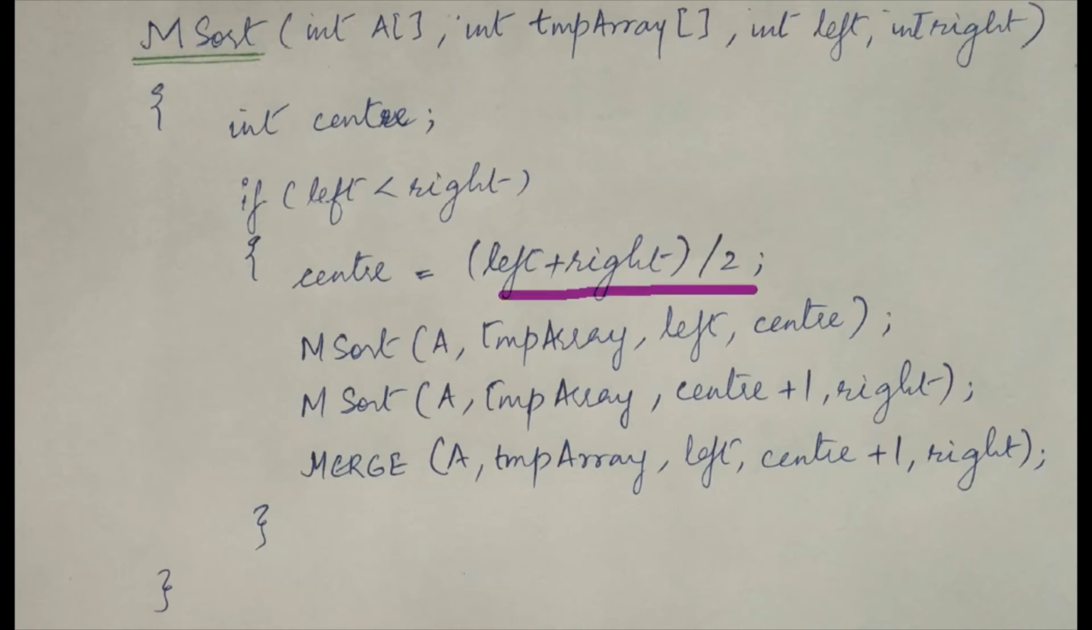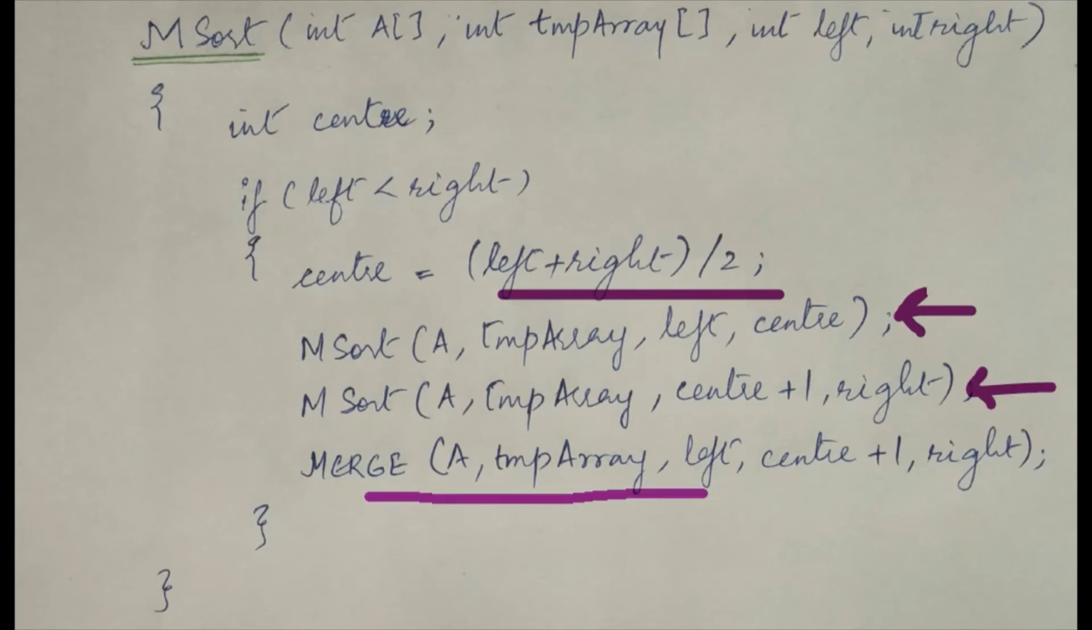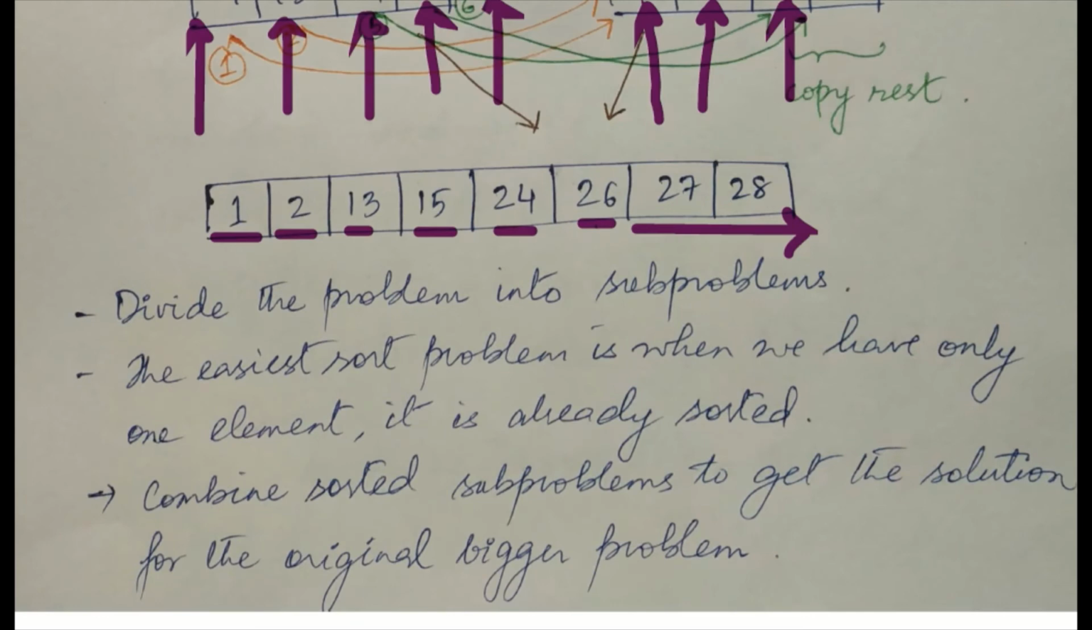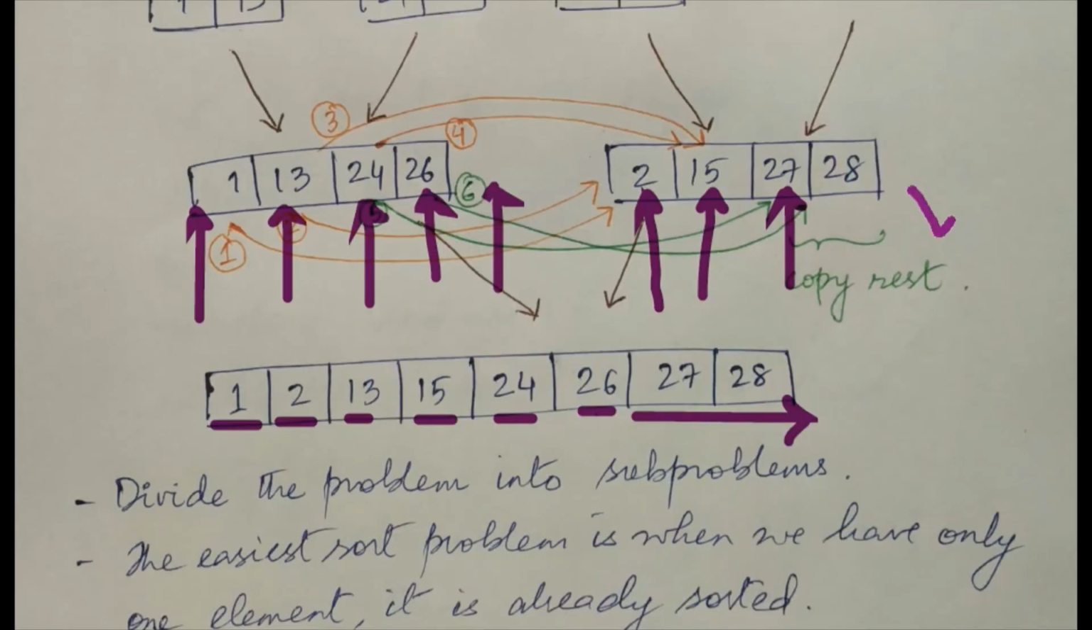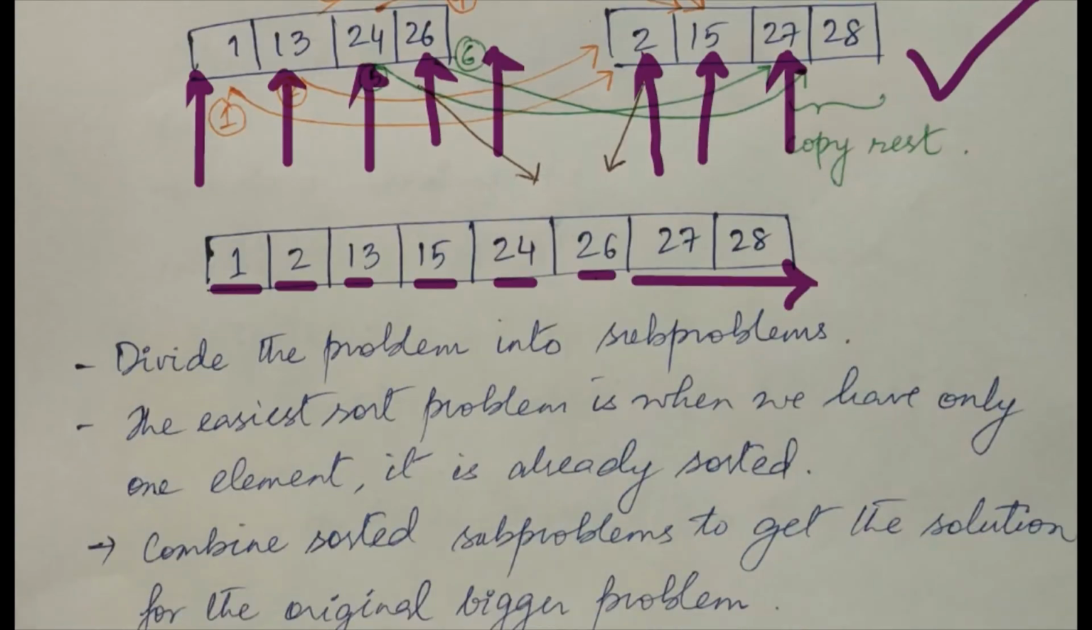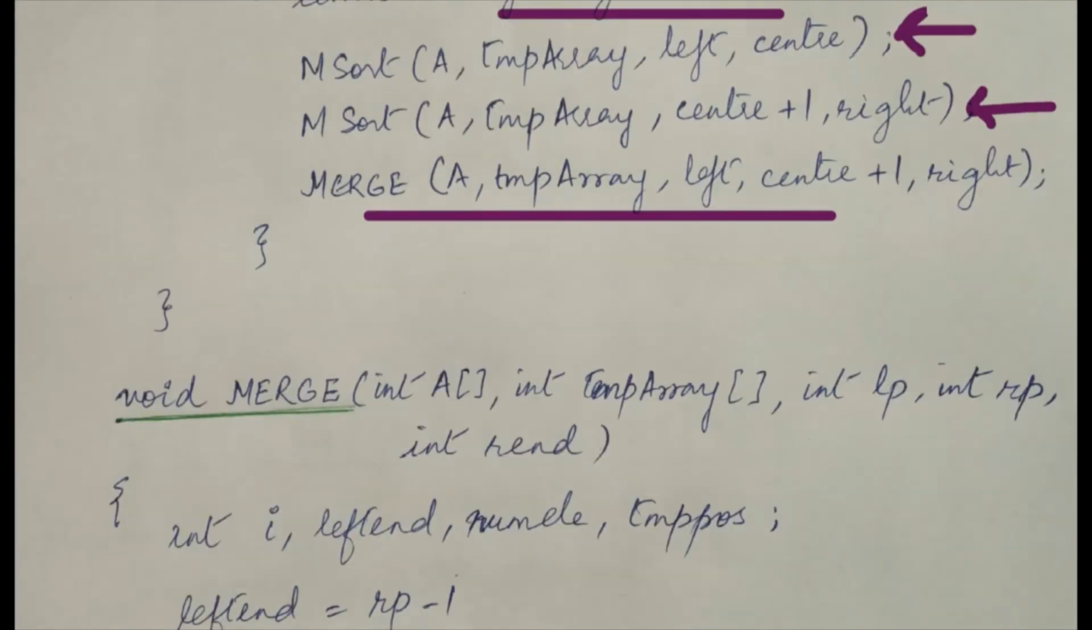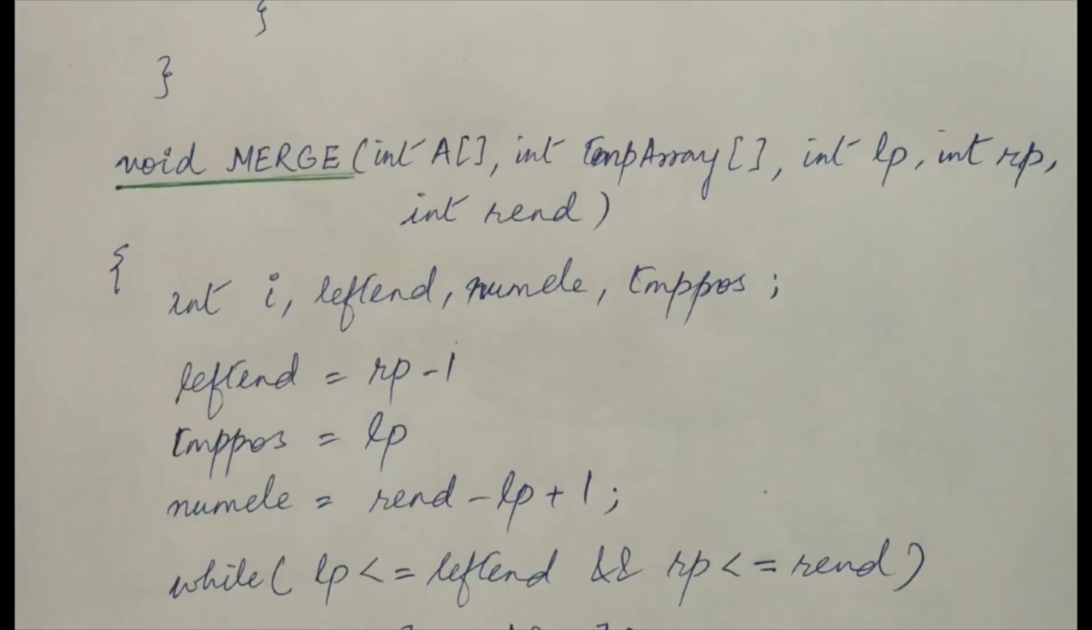So center is left plus right by 2. You call merge sort on the left hand side, you call merge sort on the right hand side, and once both return, you will merge them. And what is merge? Merge is basically what we were doing here, the comparisons I have mentioned with arrows. That is the main issue here. How do we merge?